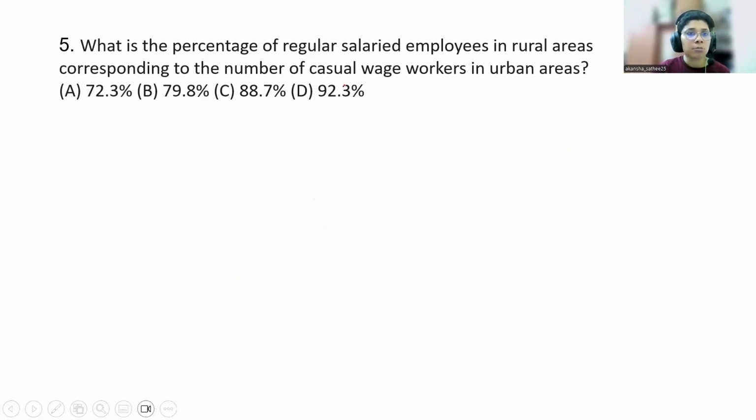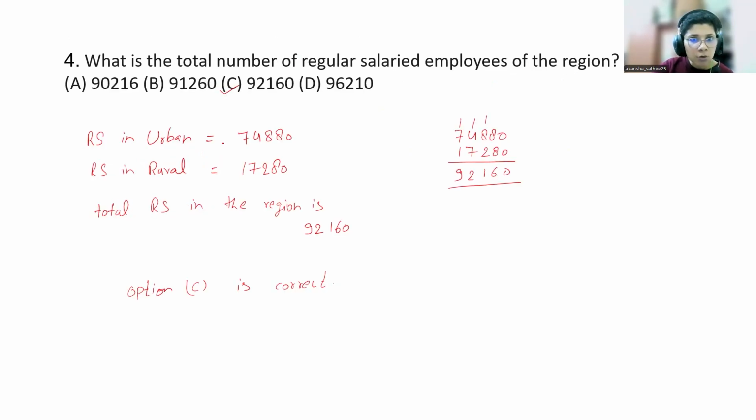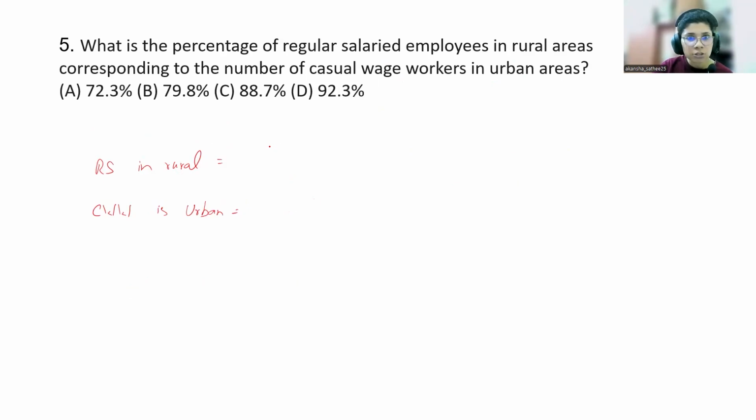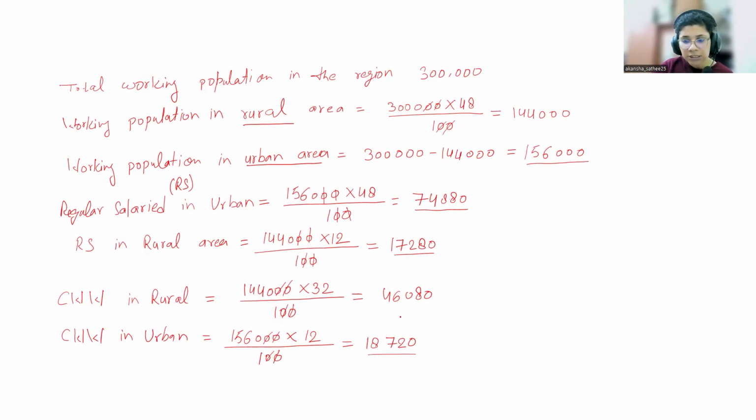Okay. Next problem. What is the percentage of regular salaried employees in rural area corresponding to the number of casual wage workers in urban area? So, two things they want: regular salaried in rural and casual wage workers in urban. First, you get this information. Regular salaried in rural, here we have written 17,280. Casual wage worker in urban is 18,720.